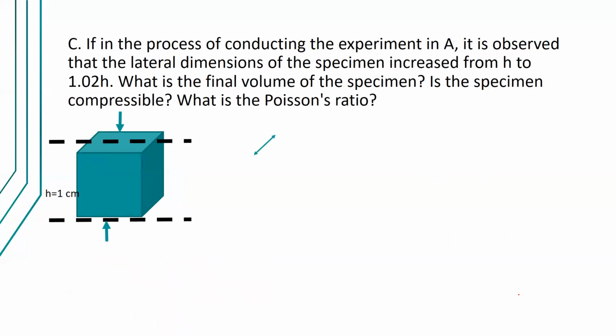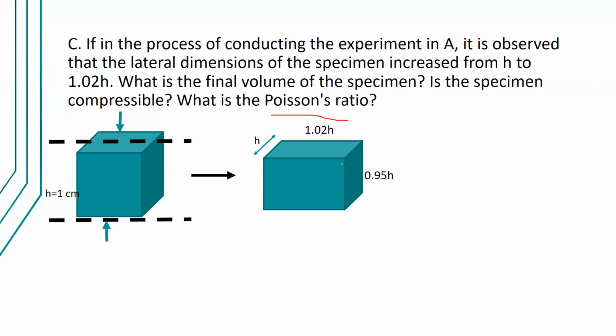Okay. And lastly, what if in the process of conducting the experiment in A, it is observed that the lateral dimensions of the specimen increase from H to 1.02 H. What is the final volume? And we will determine the Poisson's ratio and whether the specimen is compressible or not. Remember, ito yung original na dimensions ng specimen natin. What we did is we compress it na naging 0.95 H na siya, from H to 0.95 H. Why? Kasi diba in letter A, we compress it by 5%. Now in that process, the lateral dimensions increase from H to 1.02 H. Kasi nag-compress ka dito, so lumiit, humaba naman yung lateral dimension.